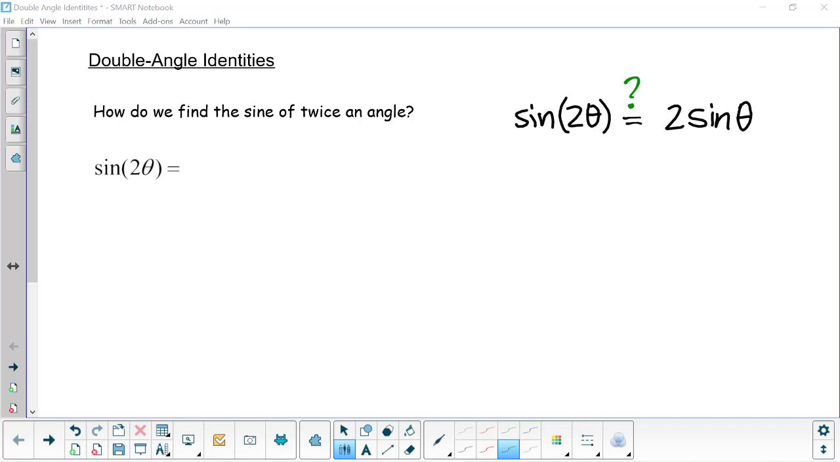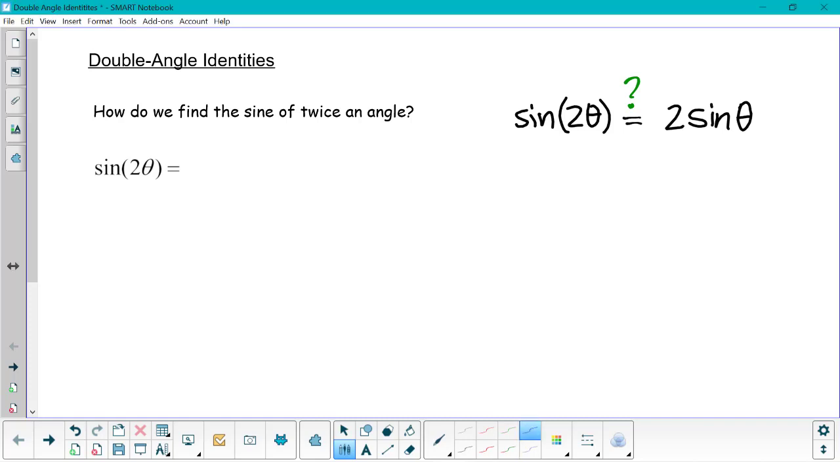Hello, Debbie here. Let's talk about some double angle identities. I want to know how to find the sine of twice an angle. It's tempting to say that maybe we just take 2 times the sine of that angle?